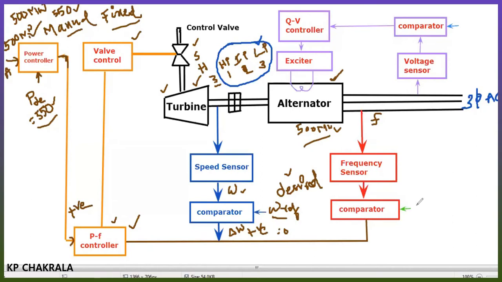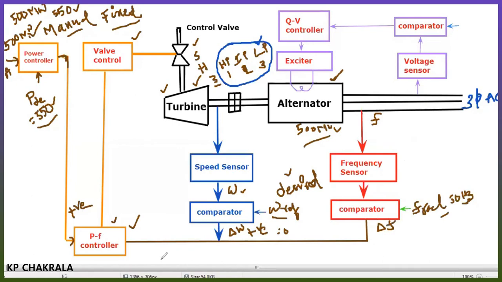So we have the F rated. The actual system frequency will be compared with the F rated value. Suppose it is 50 Hz, and this actual frequency and this 50 Hz will be compared, and there will be the error signal delta F, and it is fed to the PF controller.